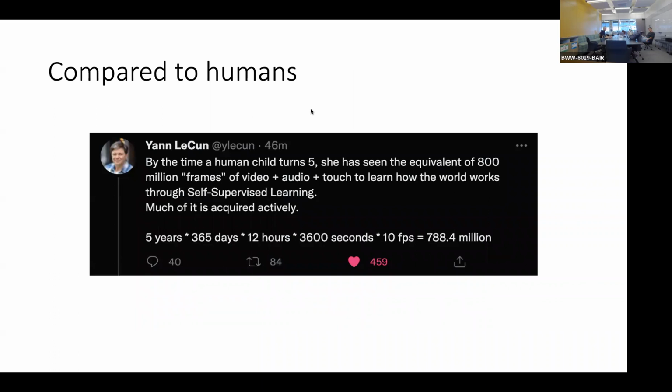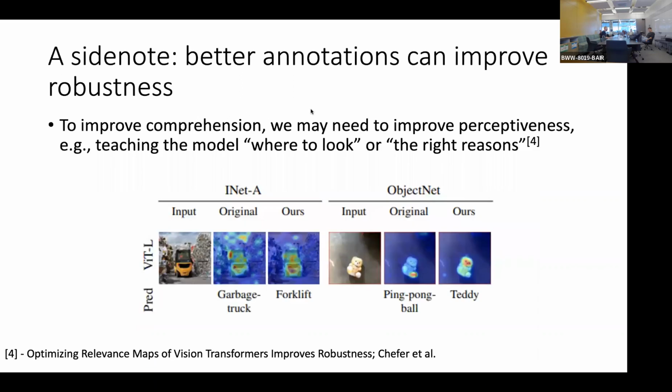This is a tweet from Yann LeCun that says that a 5-year-old boy observed in self-supervised learning during his life something like 788 million frames, that includes not only visual, but also touch and audio. So even intuitively, we know we need this amount of data to get to a place where we can imitate human behavior, or the human way to describe images, or the human-like ability. This is just something small to motivate things a bit further.